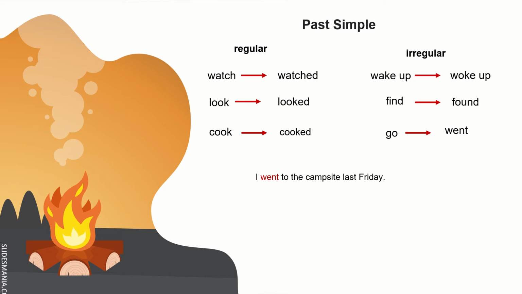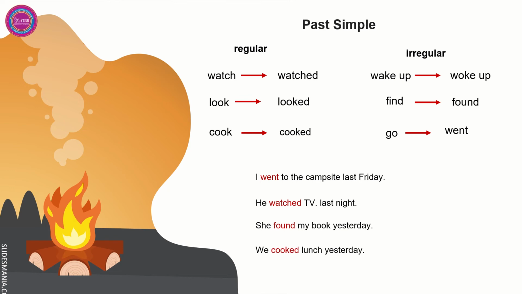I went to the campsite last Friday. Went here is what? It's an irregular verb. He watched TV last night. She found my book yesterday. We cooked lunch yesterday. They are all in the past simple.